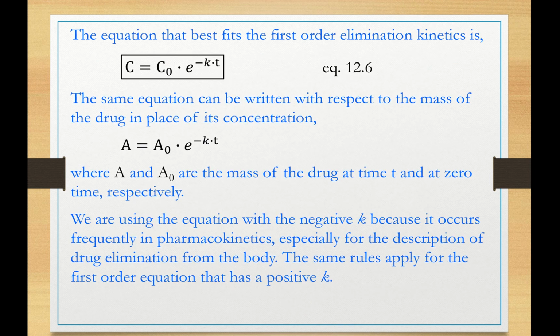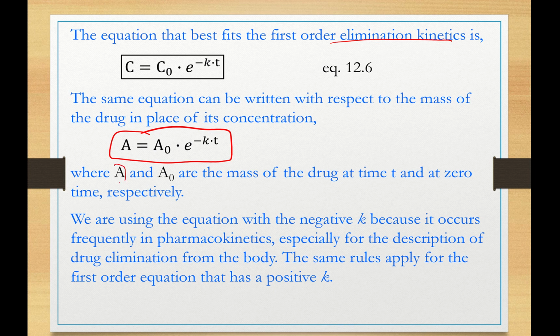So let us take a look. Here we have the equation that best fits first order elimination kinetics: C equals C0 e to the minus kt. If you are describing amounts of drug instead of concentration, then you can use A equals A0 times e to the minus kt. And of course, A0 is again the initial mass of the drug in the body.